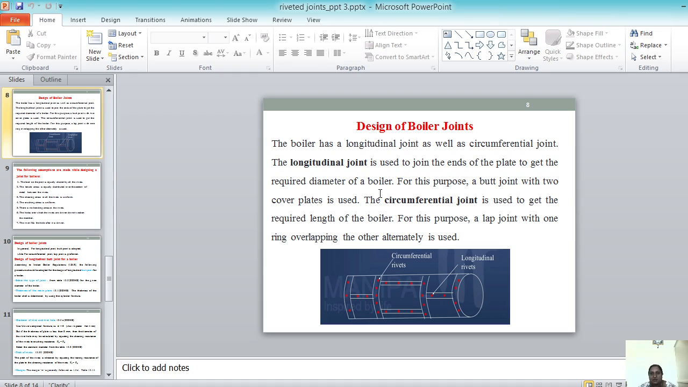For this purpose, the butt joint will have two cover plates used. The circumferential joint is used to get the required length of the boiler. For this purpose, a lap joint is used. Circumferential joints are lapped and the longitudinal joints are butted with different types of cover plates, two or more cover plates to make the joint stronger. Longitudinal joints will be butted, circumferential will be lapped.